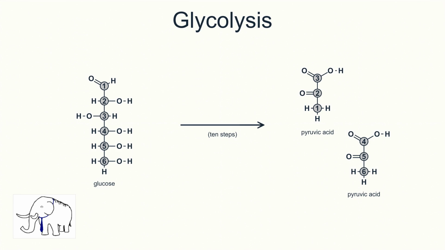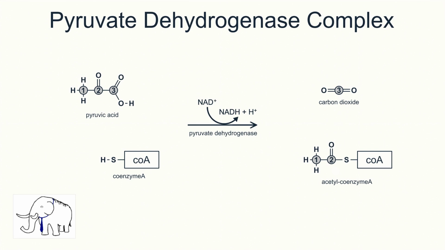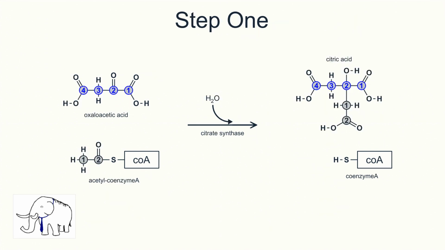In the pyruvate dehydrogenase complex, the carbon dioxide molecule we pull off is made with carbon atom number 3, and the other two carbon atoms are now part of the acetyl-CoA. In step 1 of the citric acid cycle, the carbon atoms that come to the party as part of oxaloacetic acid are shown here in blue. So from this point on, we have blue carbon atoms and black carbon atoms.